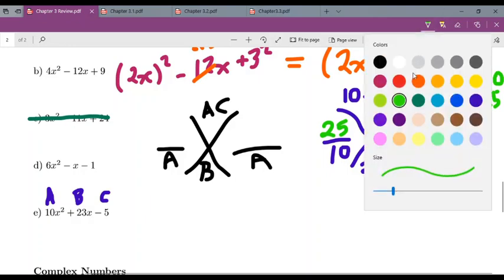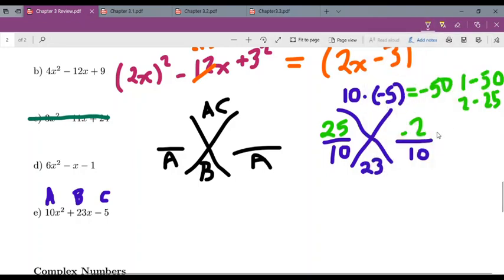Now the key here comes in the simplification. So let's use that one. We have to simplify these fractions. Negative 2 over 10 simplifies to negative 1 over 5. And 25 over 10, what does that simplify to? Both are divisible by 5. 25 divided by 5 gives you 5, and 10 divided by 5 gives you 2.